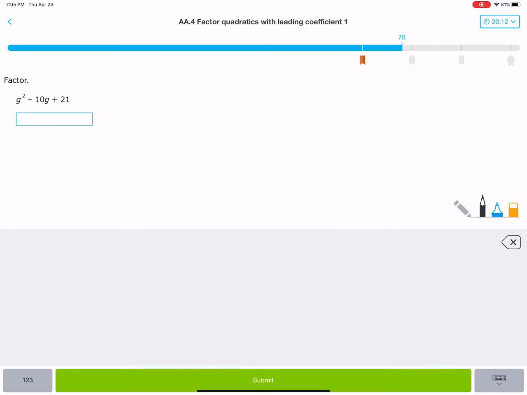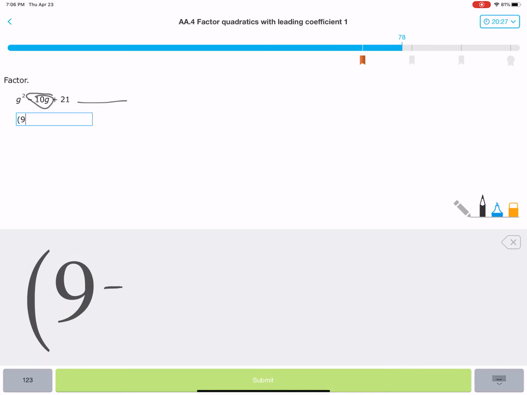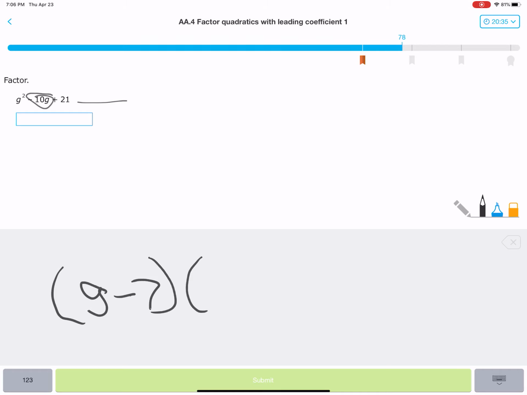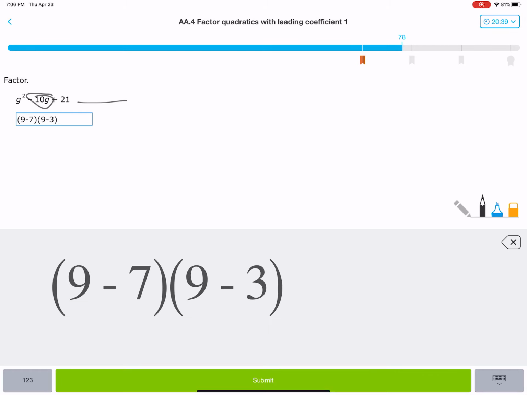21, again, 7 times 3. The 21 is positive, but the middle is negative. So just like we talked about, I know they're both going to be minus now. g minus 7, g minus 3.